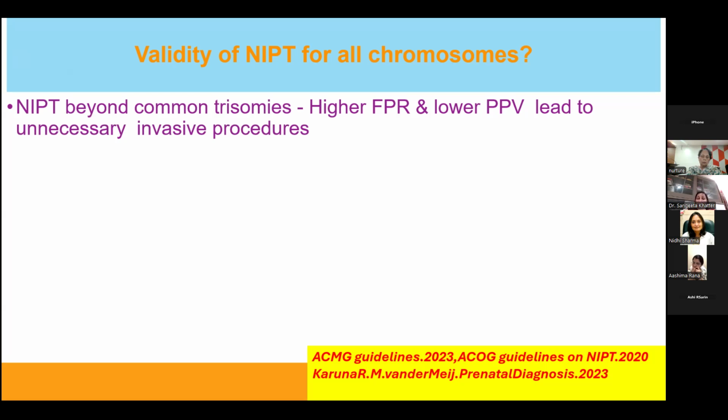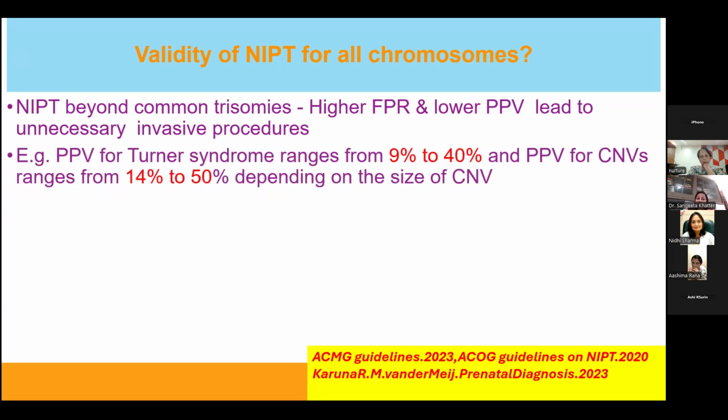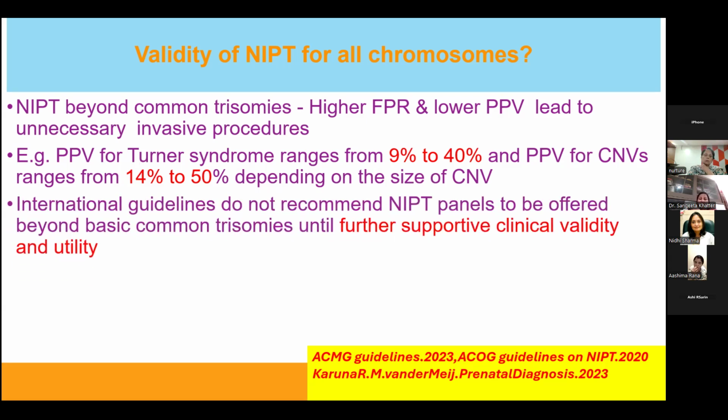So NIPT beyond common trisomies has a high false positive rate and lower positive predictive value, which can lead to unnecessary invasive procedures. For example, the positive predictive value for Turner syndrome ranges from only 9 to 40%. And for CNVs, which the labs usually ask us to do, it is only 14 to 50% depending upon the size of the CNV. Only for some cases of 22q microdeletion can it be advised, just to stratify the patient on whether to do amnio or not.